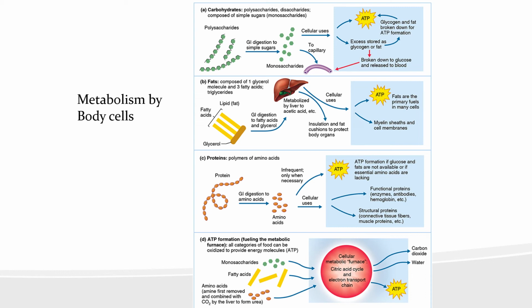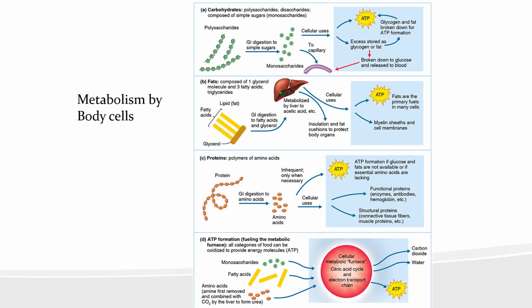And then proteins, polymers of amino acids. Protein turns into amino acids via GI digestion. Cellular uses are primarily functional proteins like enzymes, antibodies, hemoglobin, and structural proteins like connective tissue fibers and muscle proteins. Infrequently and only when necessary, amino acids are used in ATP formation if glucose and fats are not available or if essential amino acids are lacking.